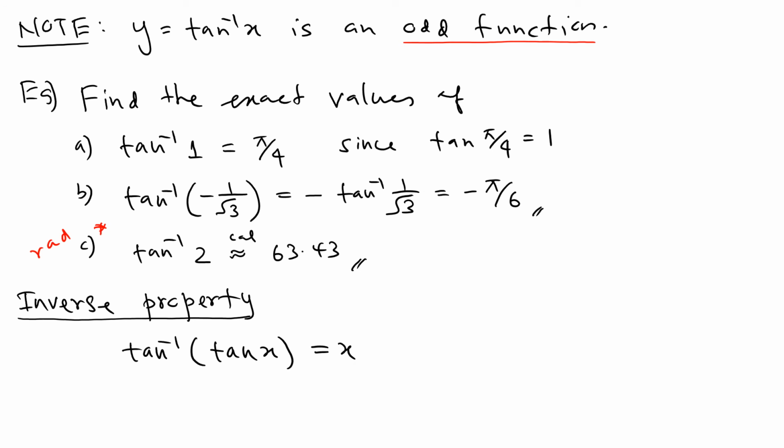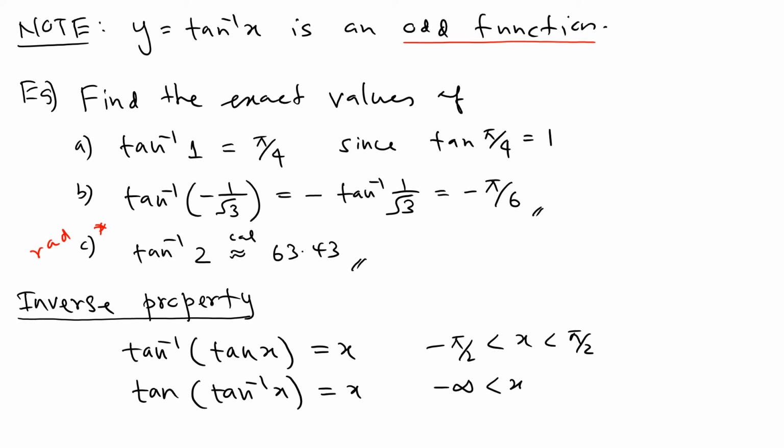x. So this is valid when x is in the domain from negative pi over 2 to pi over 2. And then tan inverse tan x equals x. This is true for any value from negative infinity to infinity. So it can be anything, and you get this one. So these are the two properties for the inverse tangent function.